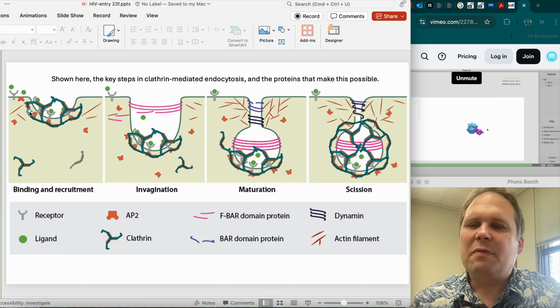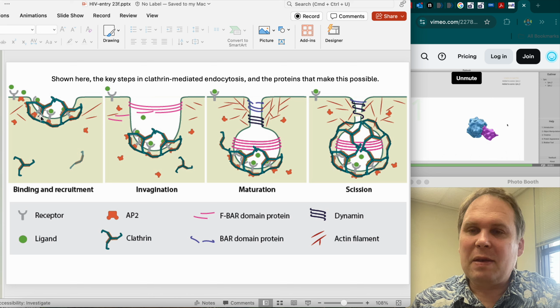So clathrin interacts with itself. It makes these sort of trimeric cages.